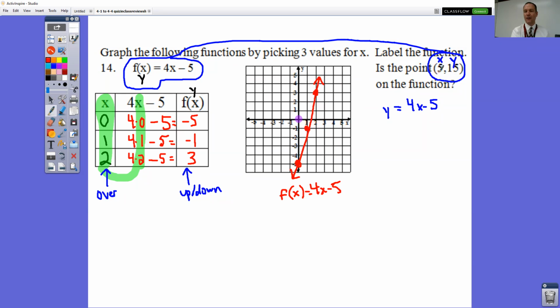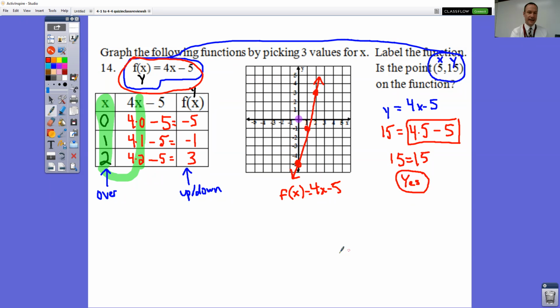Well, the only way to figure it out is to take it and sub it in to our original equation. So instead of y equals, we're going to have 15 equals. Instead of 4 times x, we're going to have 4 times 5 minus 5. You could take this part and type it right into the calculator. 4 times 5 minus 5, that gives you 15. Well, we have a matching answer here. 15 equals 15. Anytime that it is a matching answer, that is a yes.